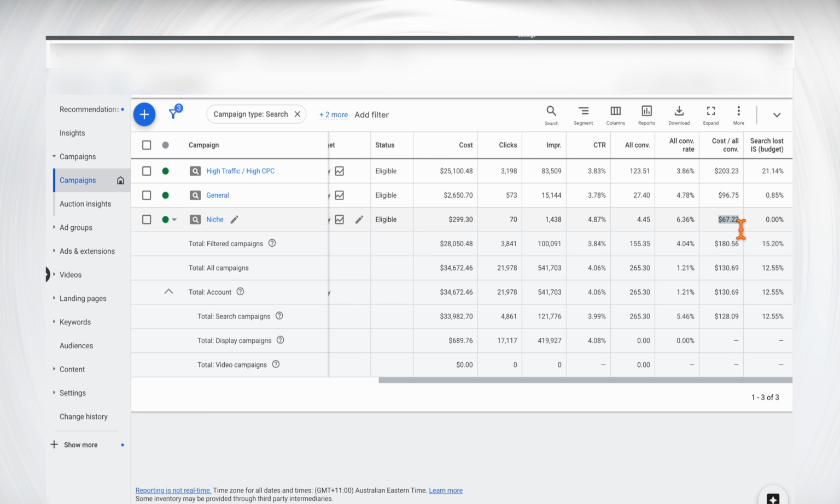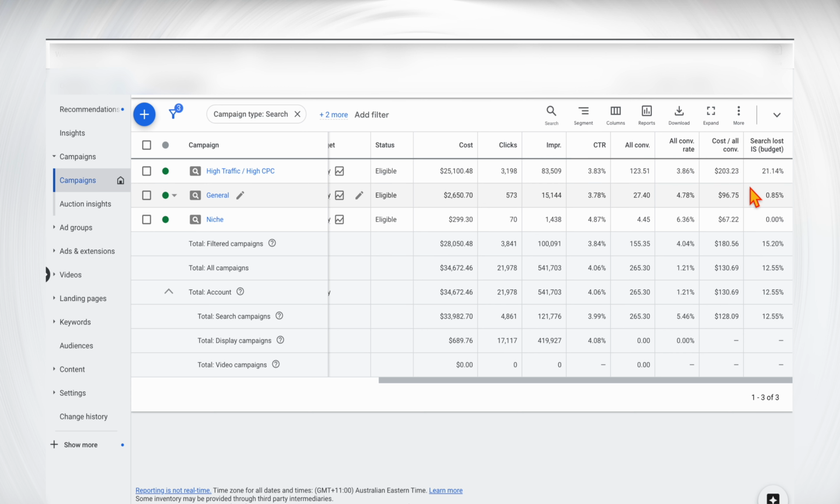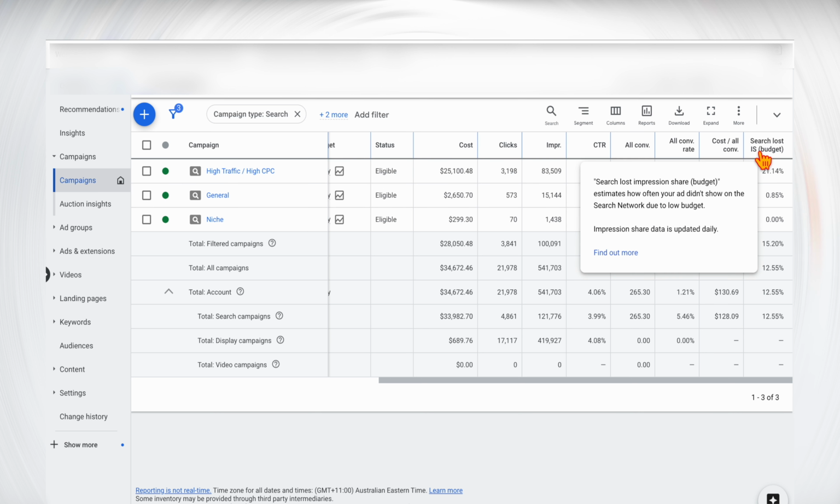But what is most important out of this whole screen, and the reason why we know that this strategy is working, is when we go through and actually add in and have a look at the search lost IS budget. Now, if you're unfamiliar with this metric, it looks at the search lost impression share because of your budget. And it estimates how often your ad didn't show on the search network due to a low budget.